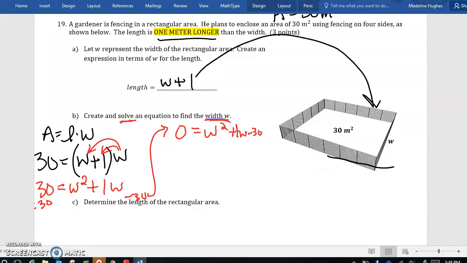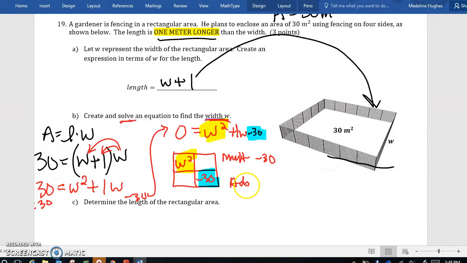Now, to solve for W, we're going to have to factor. I'm going to set up my box. When it's squared, the first box, the W squared, goes in here. Our second box is the minus 30, which will go right down here. And I'm looking for two numbers that multiply to negative 30 and add to a positive 1. That positive 1 coming from that positive 1W.